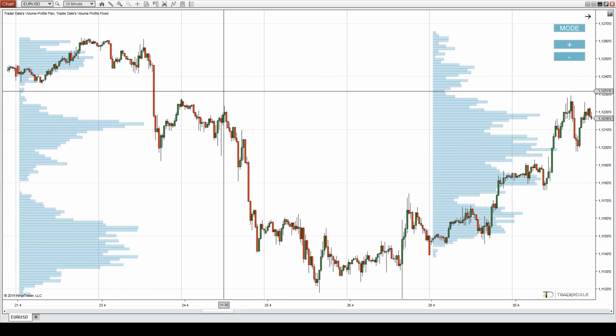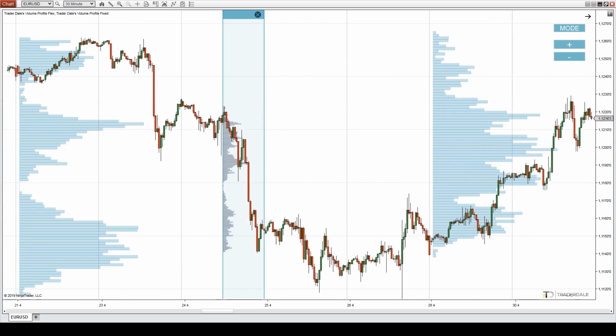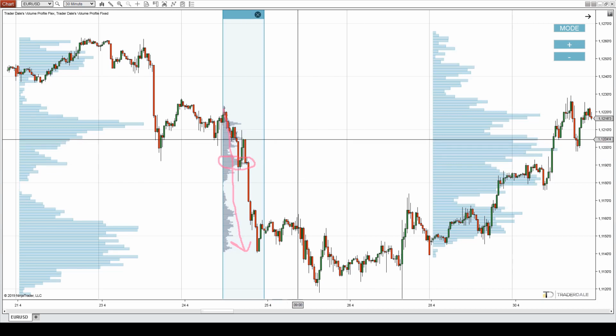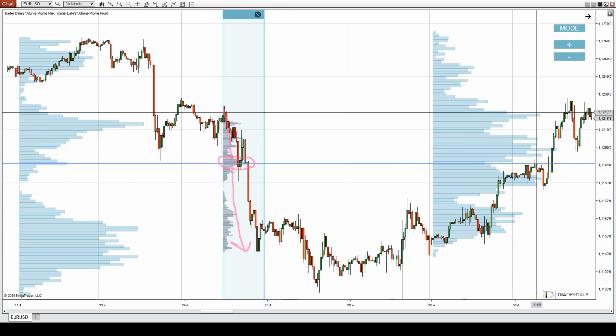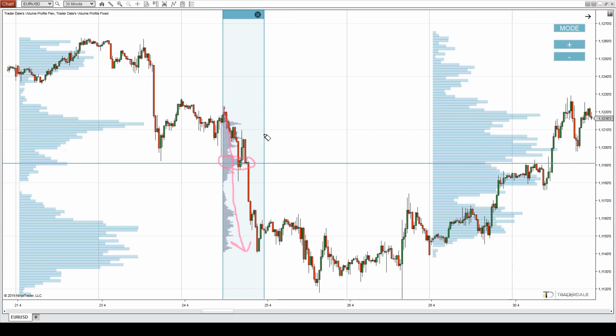Now let's have a look in here. There is a strong selling activity, and within the selling activity there is a significant volume cluster. So this is the trend setup. This would be the level to go short from.